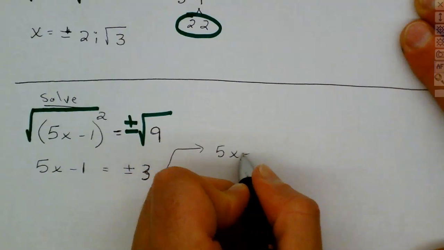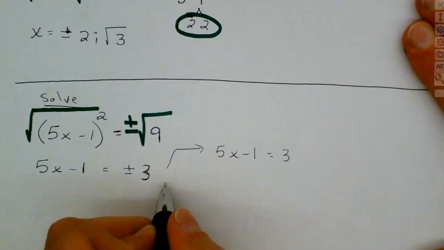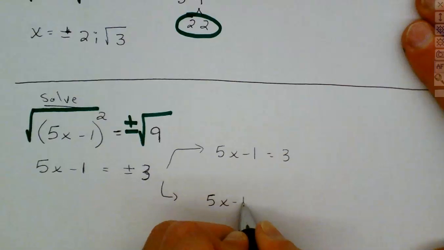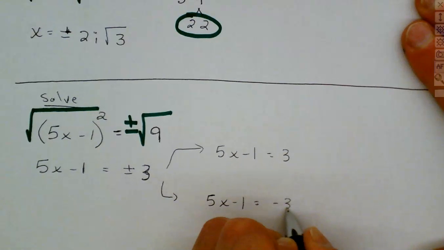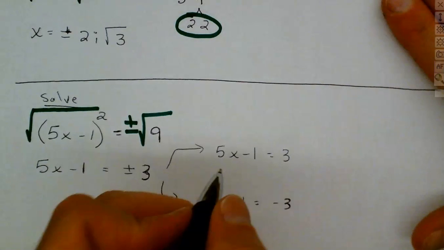We have 5x minus 1 equals 3. And we also have 5x minus 1 equals a negative 3. Because why do we have two equations? Because of the plus or minus. So you're always going to get two answers. So we've got our two equations. Now we can solve them. So let's go ahead and get our two solutions.